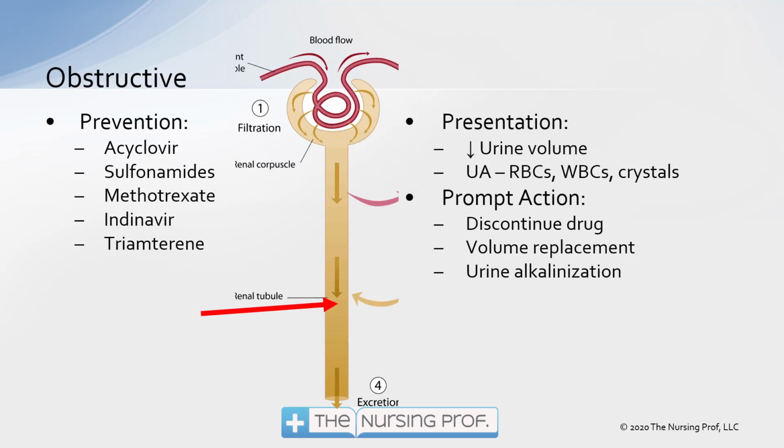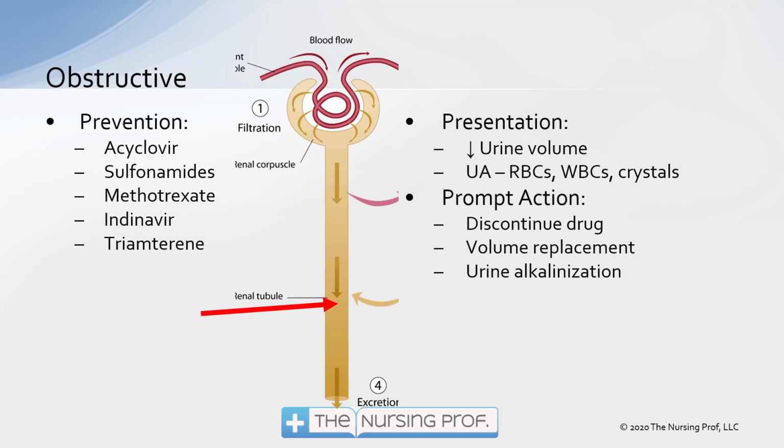The third type is called obstructive, and in an obstructive type of nephrotoxicity, our medication is crystallizing in the urinary tract, causing an obstruction in the same way that a urinary stone would be causing an obstruction of the urinary tract. Some of these medications that can cause obstructive nephrotoxicity include acyclovir, sulfonamides, methotrexate, indinavir, and triamterene.